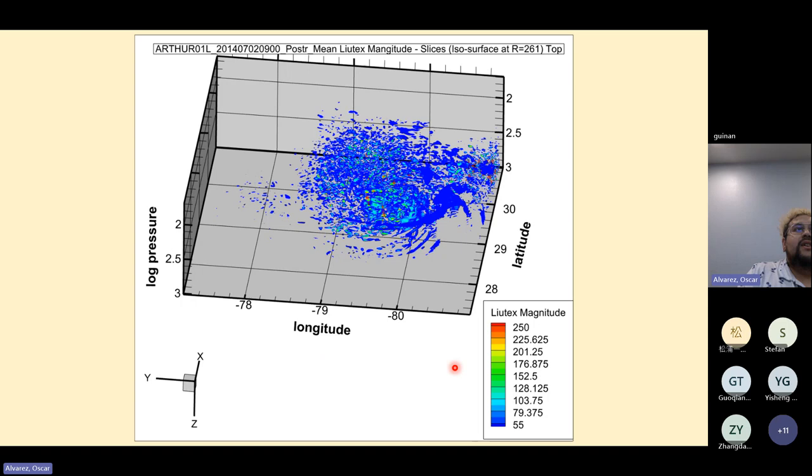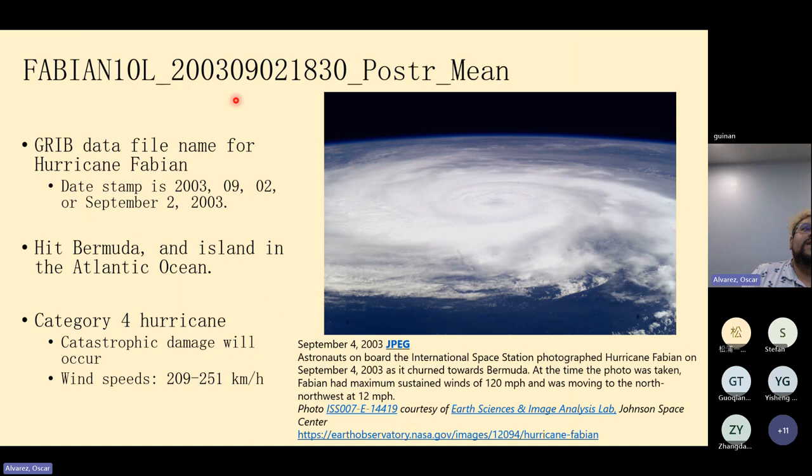Another hurricane that happened. This one was a lot stronger. This is Hurricane Fabian. It happened September 2nd, 2003. It hit Bermuda, which is an island in the Atlantic Ocean. It was a Category 4 hurricane, which means that catastrophic damage will occur. And you can see how fast the wind speeds were for this hurricane. And then here's a description of the hurricane, and this is an actual photograph of the hurricane from space.